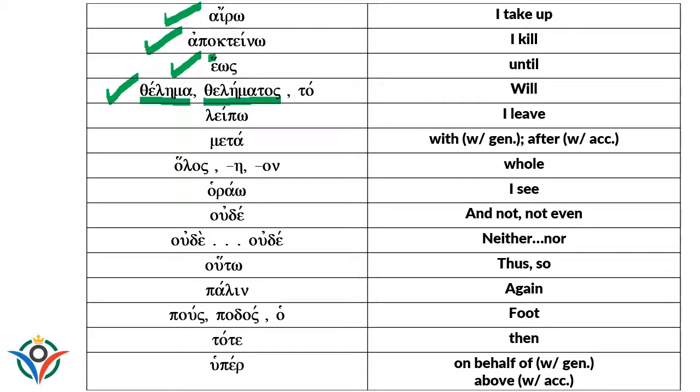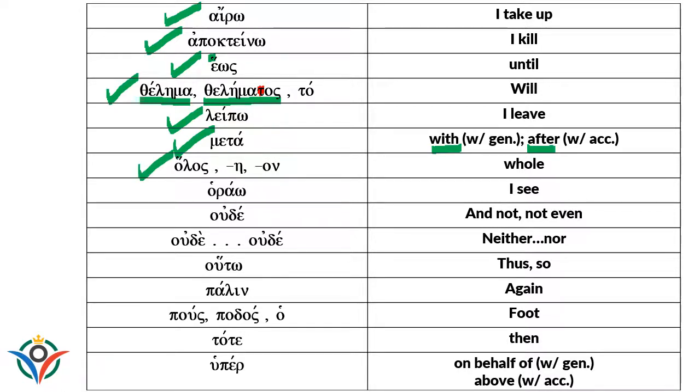The genitive is very helpful because then we know what the stem ends with, and it ends with a tau, which is a consonant. Then we have lepo, which is a verb, means I leave. Right, then we have a preposition, meta, which can mean with if its object is in the genitive case, and after if the object is in the accusative case.